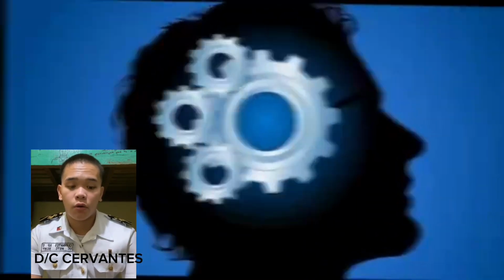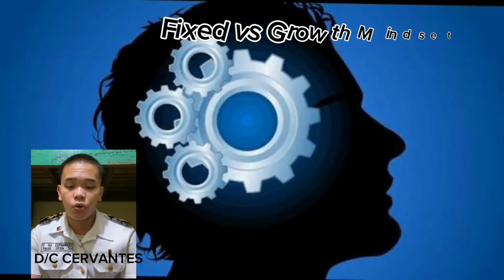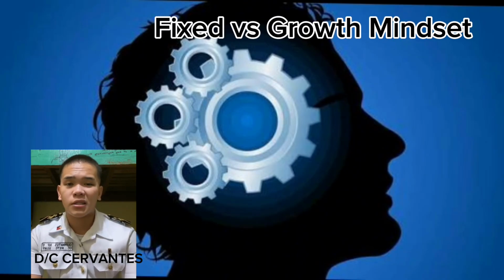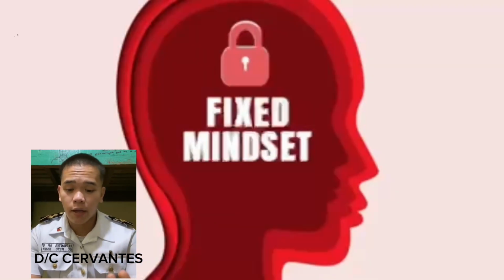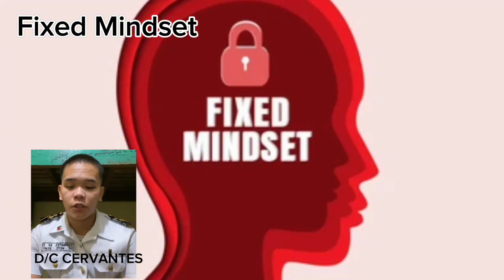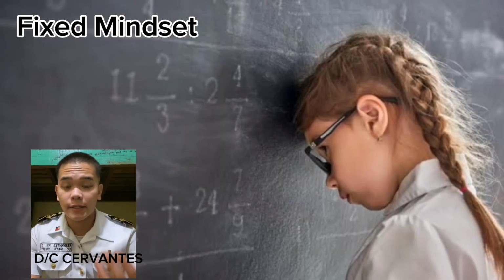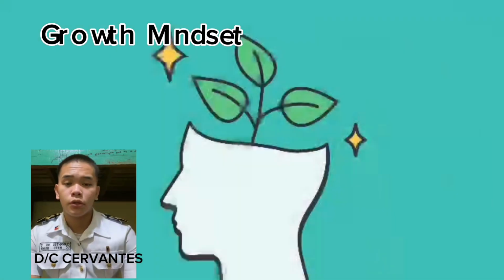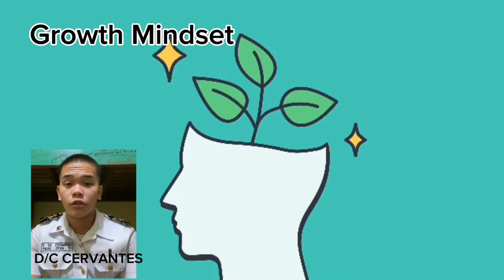Mindset, how you see your abilities to improve. The idea of fixed versus growth mindset comes from Carol Dweck. Fixed mindset is believing intelligence or ability is static. For example, I'm just not good at math. While growth mindset is believing abilities can improve with effort and learning.